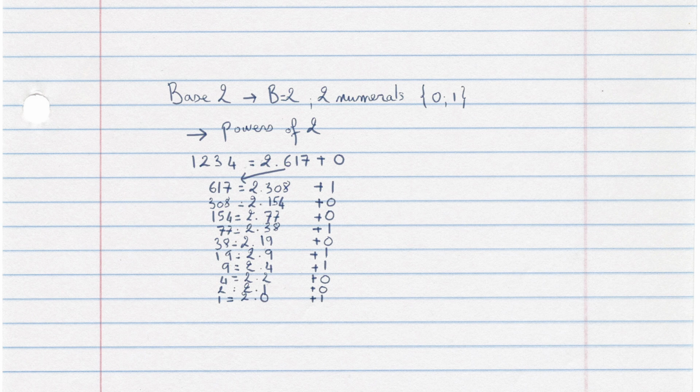And now we have our number in base 2. We just need to read the remainders from the last one to the first one. And that's how we can write 1234 in base 2: 10011010010.